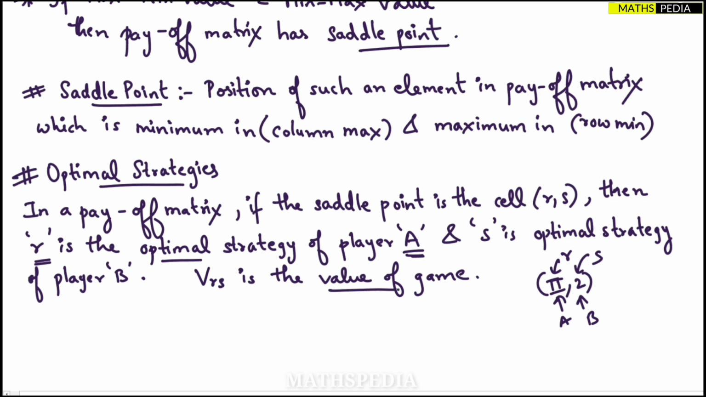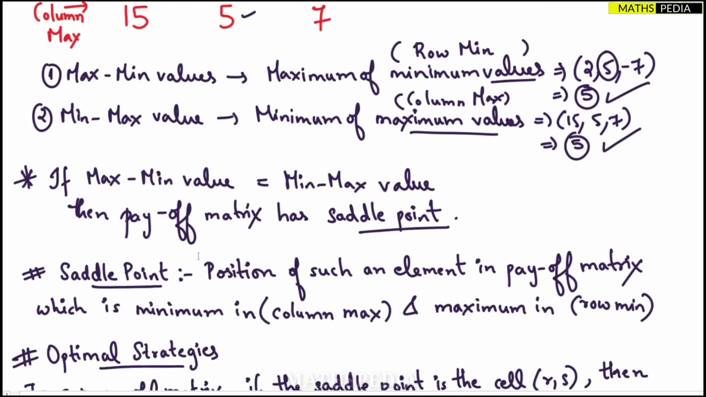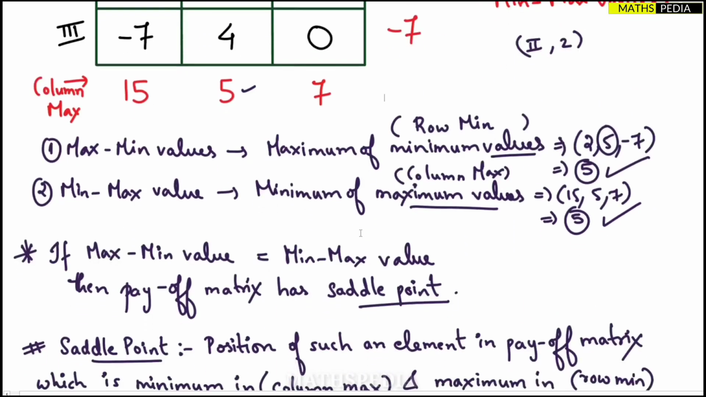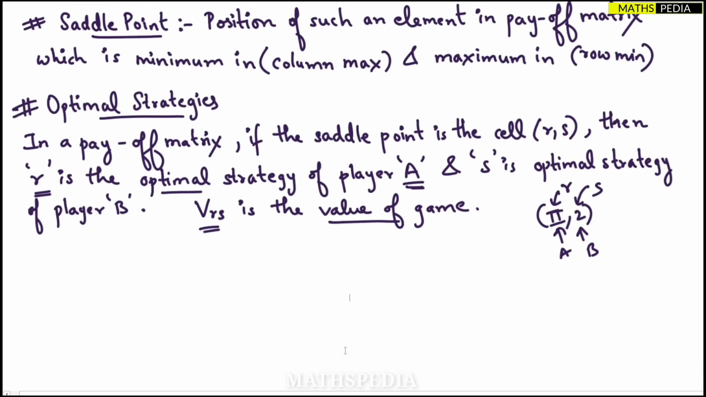Now what is the value of game? This V_RS is the value of game. V means basically the number they have allocated in the cell. They are not talking about position. Value of the game is whatever value is there. 5 is nothing but the value of game. So let us write the answer for this, the optimal strategy. We got the cell location, right? So cell location we got as 2 comma 2, and the number allocated was 5.